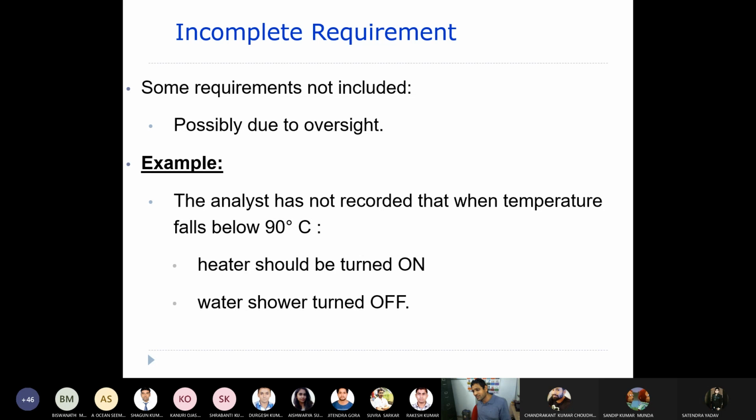Now in this example, if you missed out this portion and if you talk about the previous slide statement, then this requirement is actually incomplete. Okay, do you understand?